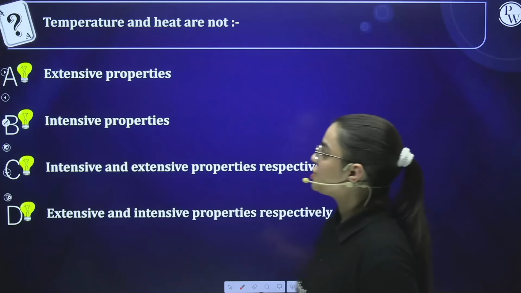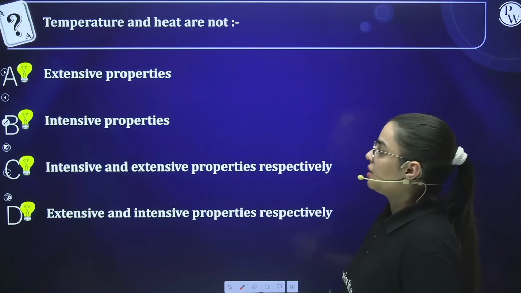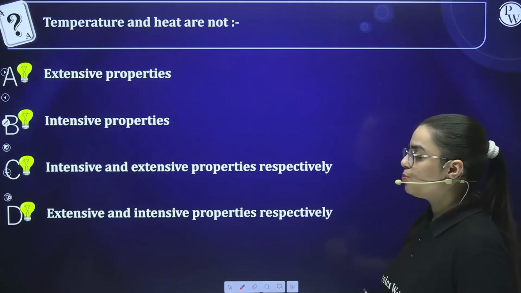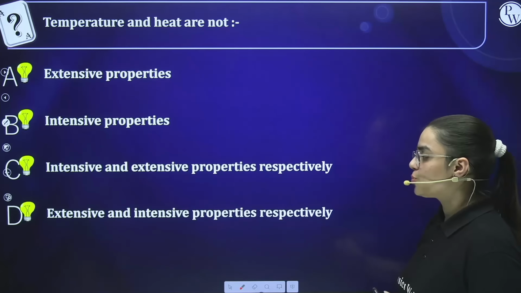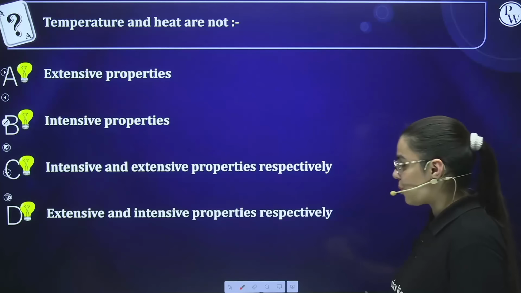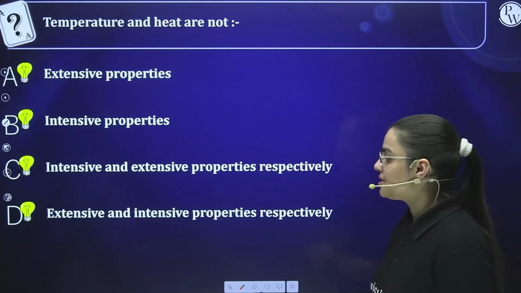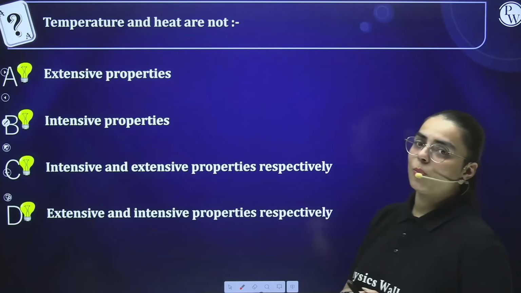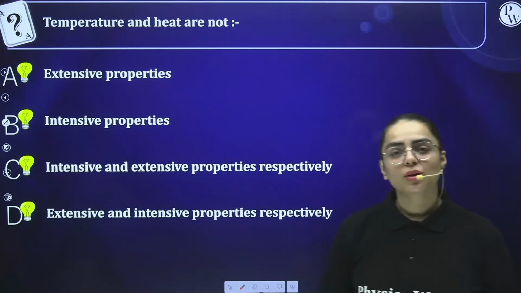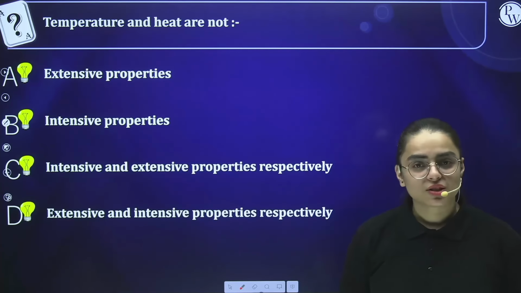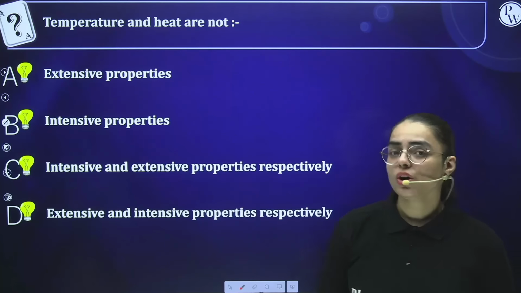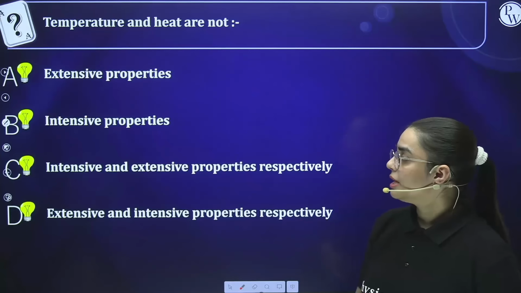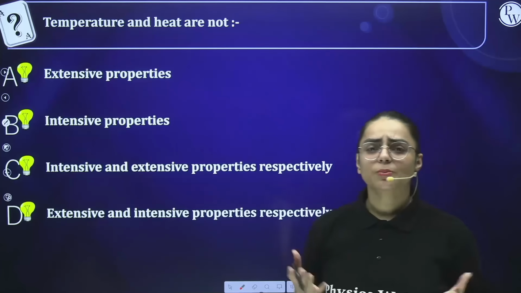Now moving to the last question of our video lecture. Temperature and heat are not... A option is extensive property, B option is intensive property, C option is intensive and extensive property respectively, D is extensive and intensive properties respectively. So students, we have already done that extensive properties are the ones which depend upon the amount of substance, that means upon the mass of substance, while intensive are the ones which do not depend upon the mass of substance. So if I am considering the case of temperature, it does not depend upon the mass of substance.